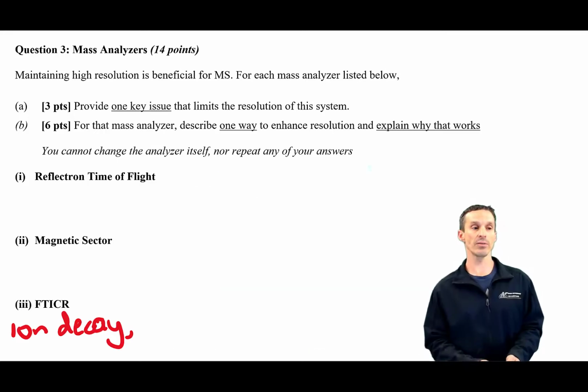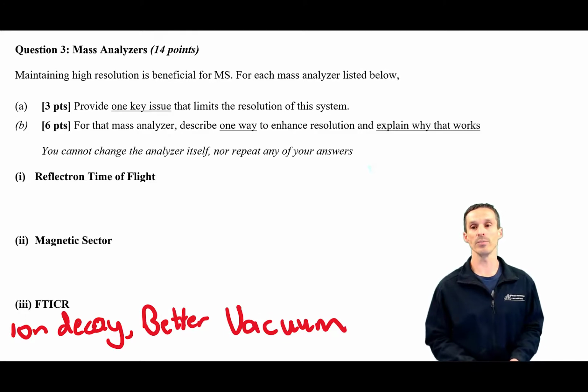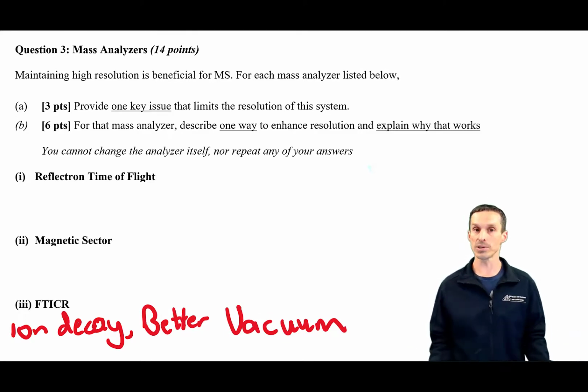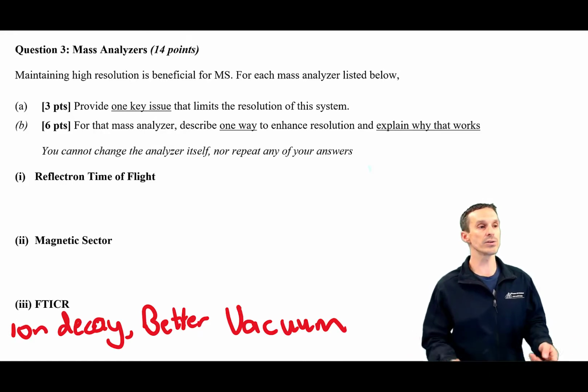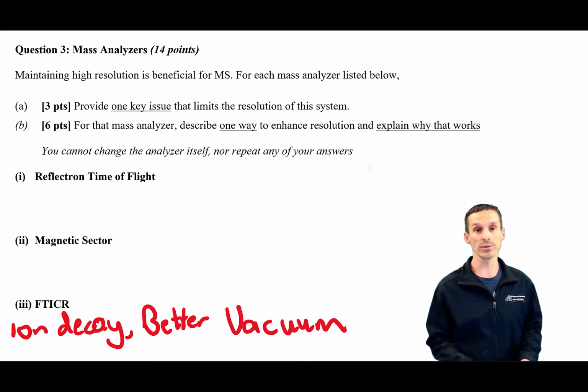So how do we solve that? Well, basically it's coming down to vacuum. So if we can remove all of the residual gas, then we're going to have a longer opportunity to measure the decay. You could just say, for example, measure the ions longer. So that would be a simple answer to describe in this as well.